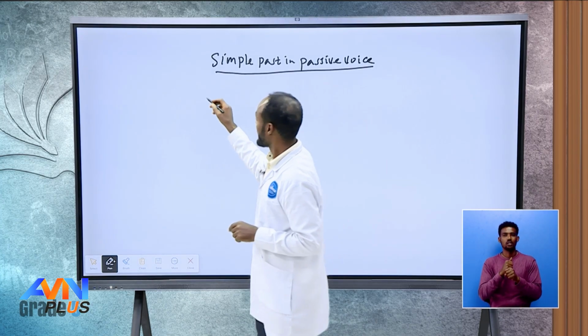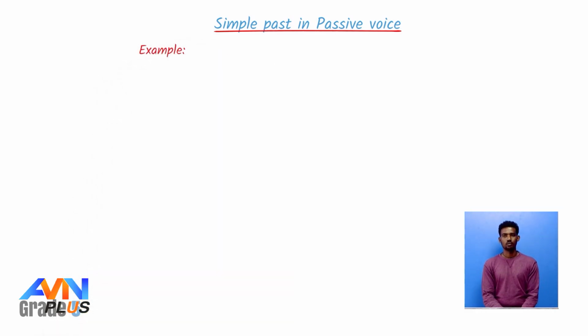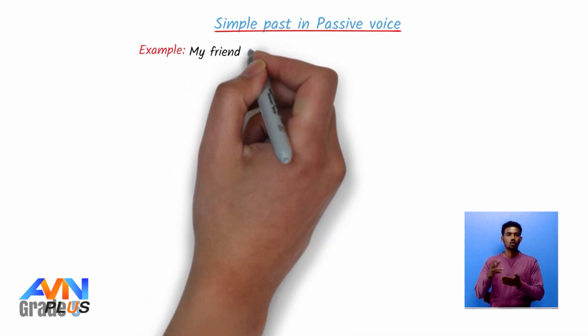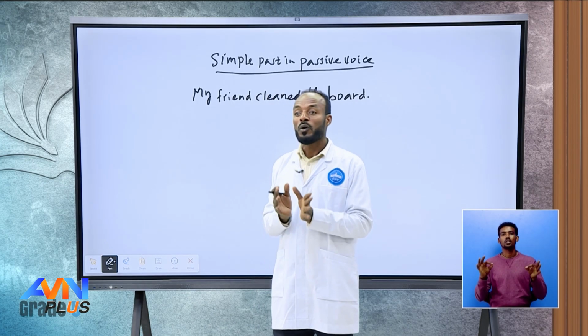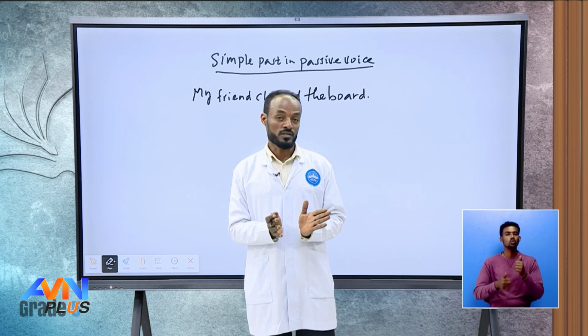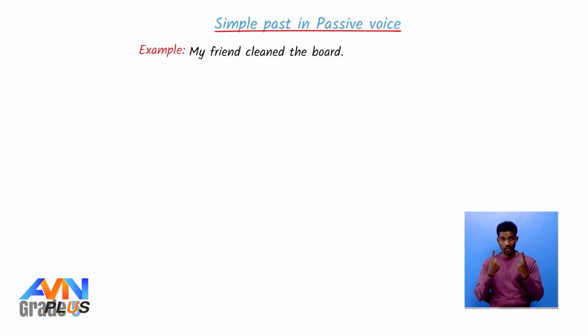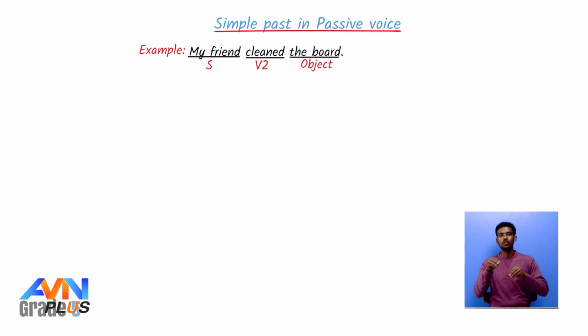Okay? For example, my friend cleaned the board. Look, in this sentence, we have to identify which one is the subject, which one is the verb, and which one is the object. Clear? Here, my friend is the subject. What about cleaned? This one is the verb. What kind of verb? Verb 2. So what about the board here? The board is the object or the receiver of the action.